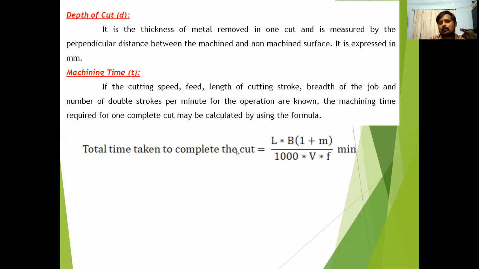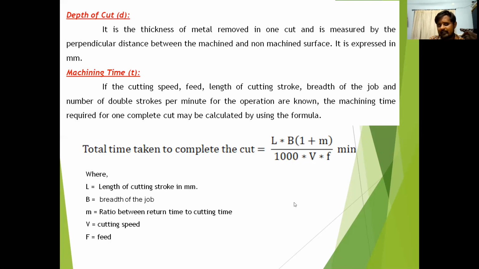Total time taken to complete the cut is equal to L × B × (1+m) / (1000 V F), where L is the length of the cutting stroke and B is the breadth of the job, or you can call it W, the width. M is the ratio between the return time and the cutting time, V is the cutting speed, and F is the feed. By using this formula, we can go for the machining time calculations. So this is about the machining time calculation.